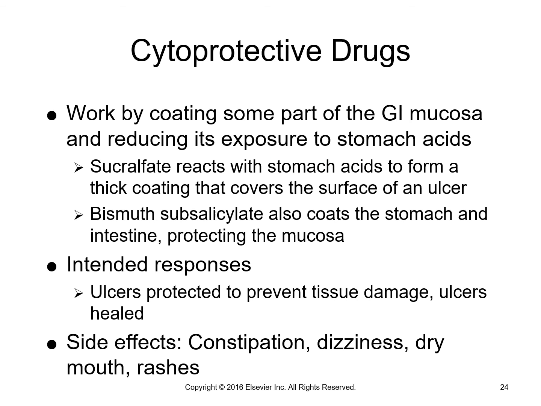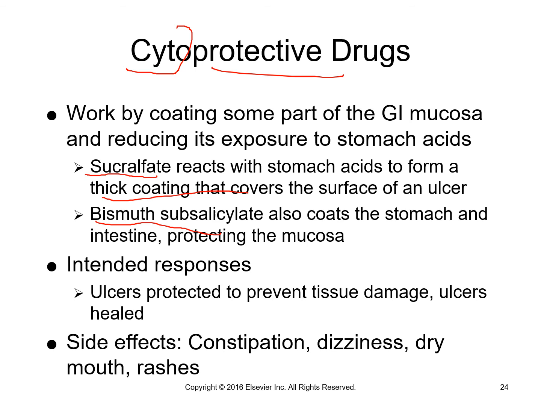Now we talk about cytoprotective. Cytoprotective means cell protection. This works by coating some part of the GI mucosa, which reduces the exposure of the ulcers to stomach acid. The medications included in this group are sucralfate, Carafate, and bismuth. Sucralfate reacts with stomach acid and forms a thick coating that covers the surface of an ulcer.